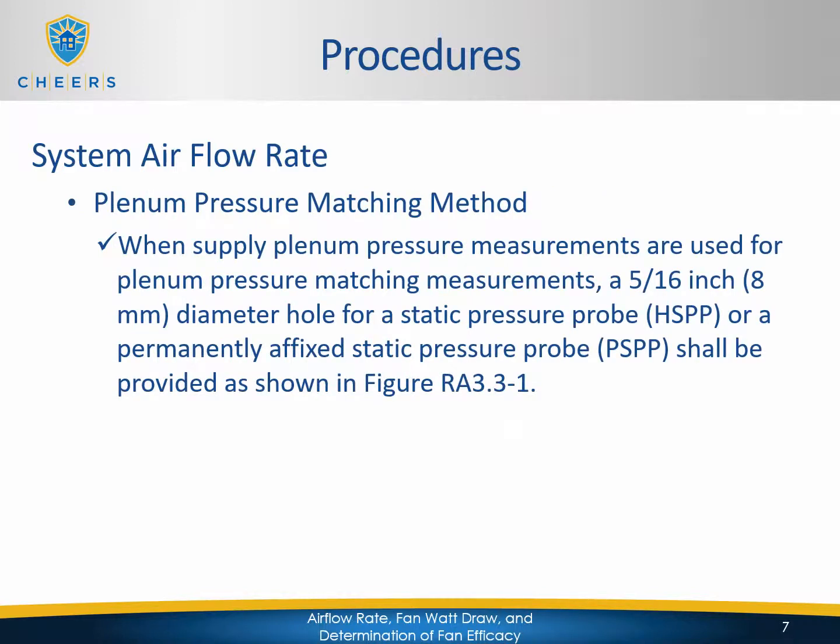So the plenum pressure matching method. When supply plenum pressure measurements are used for plenum pressure matching measurements, a 5/16 of an inch or 8 millimeter diameter hole for a static pressure probe, or HSPP, or a permanently affixed static pressure probe, PSPP, shall be provided as shown in figure RA 3.3-1.